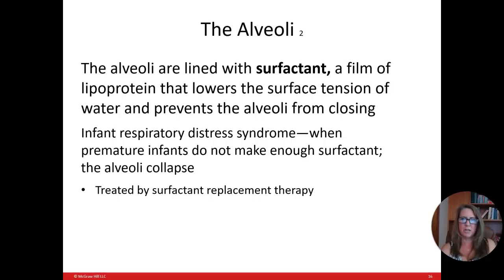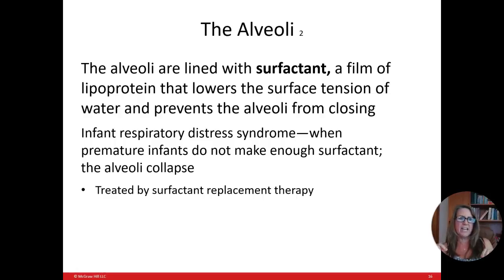Surfactant. One of the things that's going to help the oxygen move across the alveoli membrane is essentially this lipoprotein that's surrounding the alveoli. It's keeping it open and perky, but it's also going to allow those gases to freely diffuse.